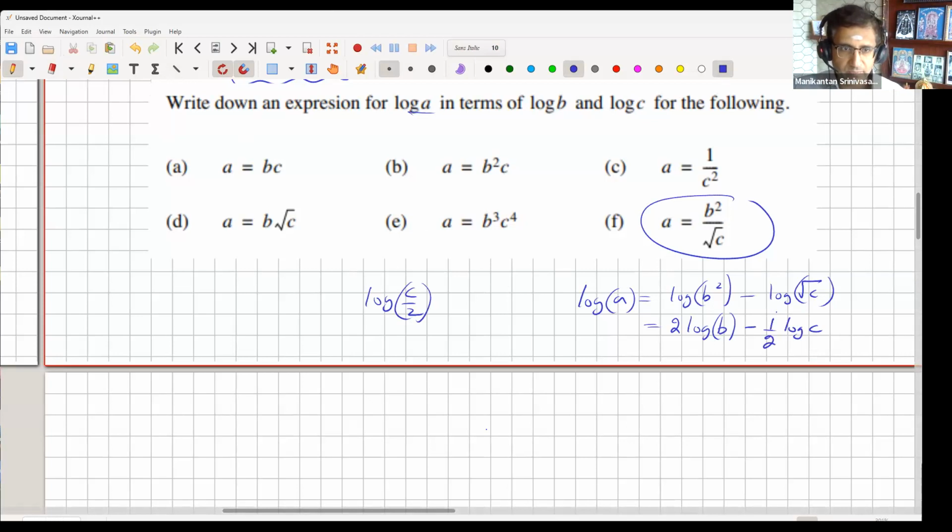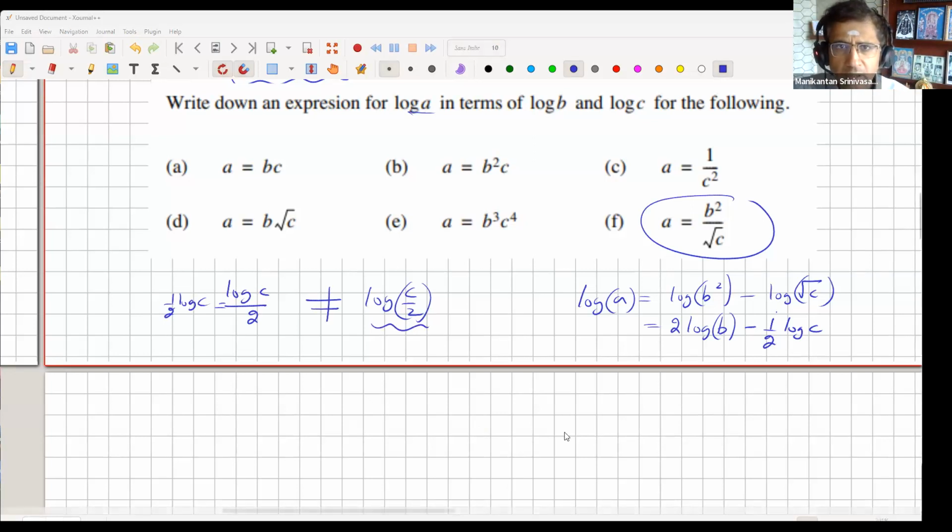Half times log C, right? Which is same as log C whole by 2. So log C whole by 2 is same as half times log C, but it is not the same as log of C by 2. We all know this. Okay.